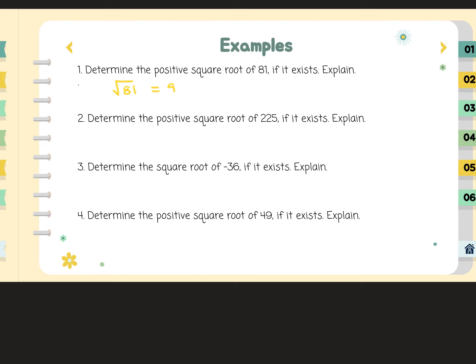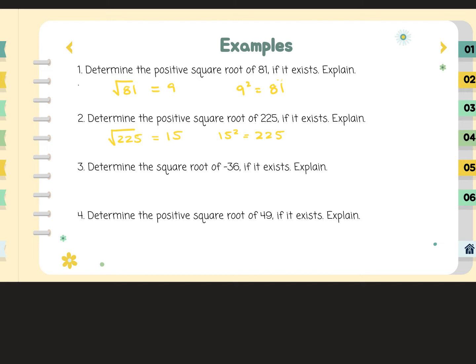All right, and we know this exists because 9 times 9 gives you 81, or 9 squared is 81. So we have that 9 squared is equal to 81, not the square root of 81, but is equal to 81. All right, now we're going to determine the positive square root of 225 if it exists. All right, so again, the square root of 225 is going to be 15, because we know that 15 squared, which is 15 times 15, is 225.